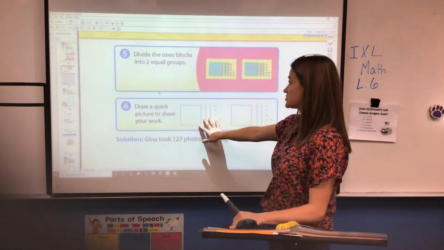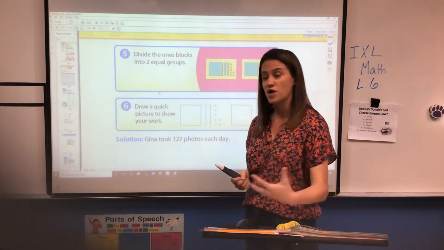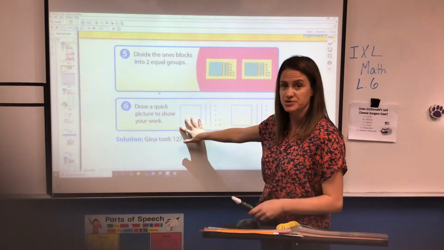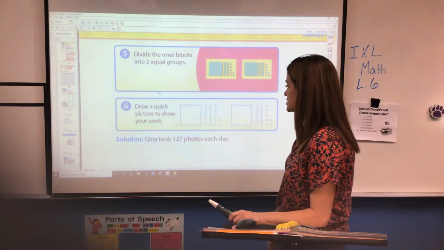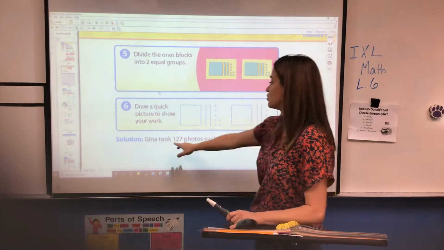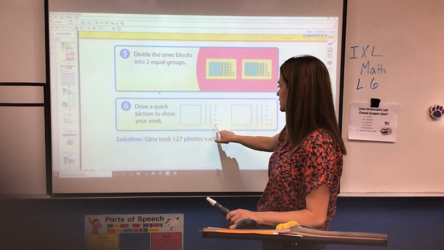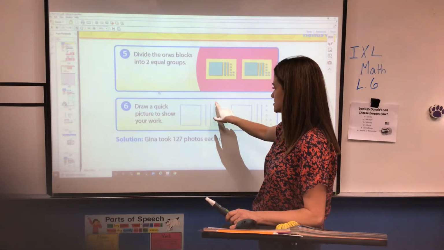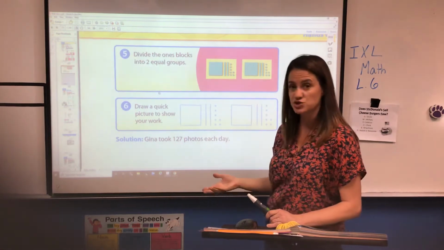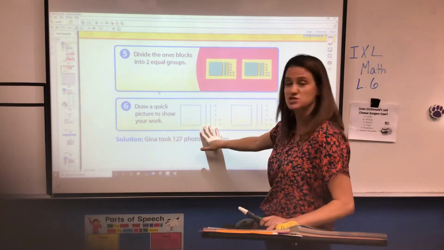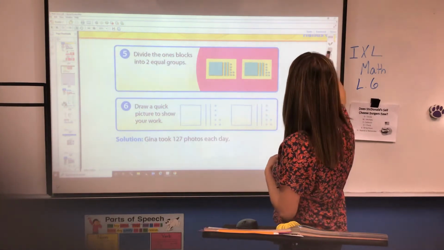What they did down here for step 6 was they actually showed you a drawing example. So if you're drawing this at home, this would be a great step to look at in your book, that they drew out the hundreds, the tens, and the ones. And you'd see in each group, they have a total of 127 photos. So you have the ones, 10, 20, 1, 2, 3, 4, 5, 6, 7. So if you divided the number 254 divided by 2, you'd get 127, just as they showed you in this block.